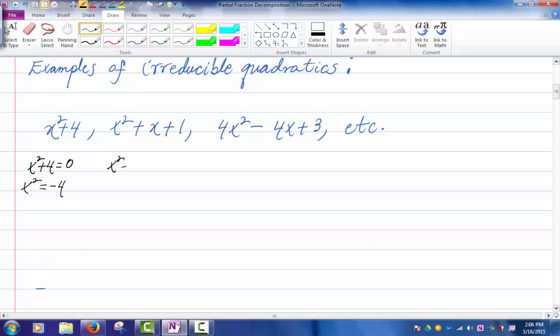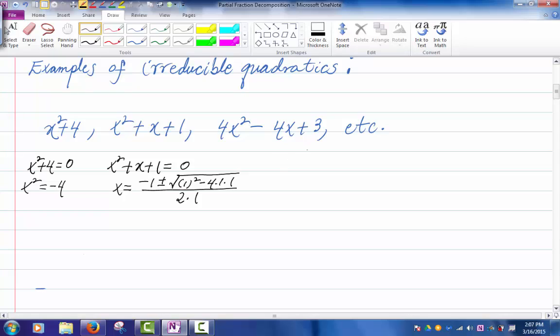The second one: I'm going to look at the corresponding quadratic equation, and then I'm going to solve for x, and it's going to give me what? Negative 1 plus or minus the root of 1 squared minus 4 times 1 times 1, divided by 2 times 1. And is it clear that the discriminant is negative? So both solutions here are complex solutions. So x squared plus x plus 1 is irreducible as well.